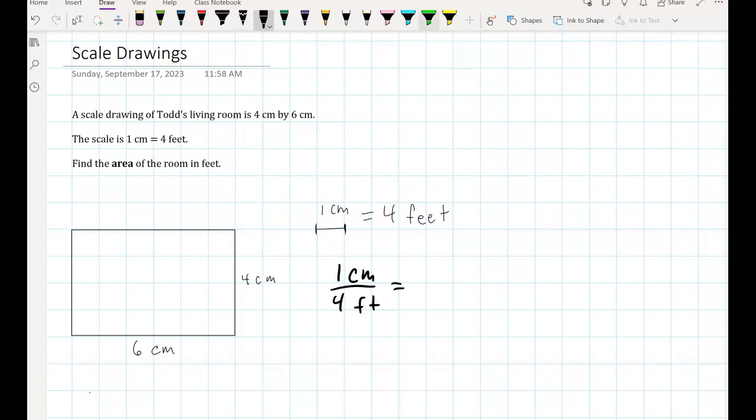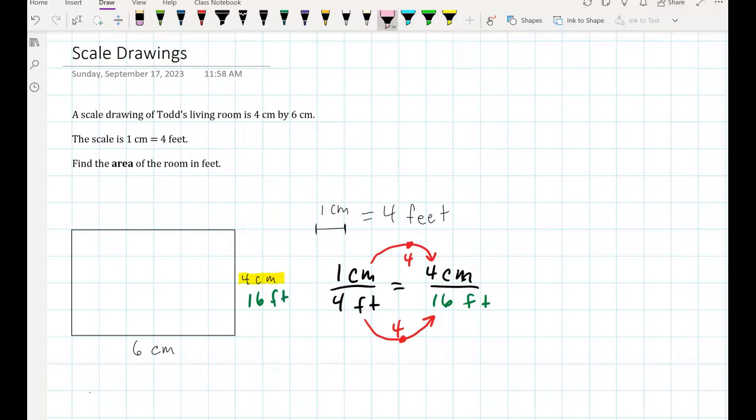As you can see here, we have 4 centimeters, so I'm going to put that on the other side of my proportion, 4 centimeters. And then how many feet will that be? Well, if I multiply 1 times 4, I get 4. And then I multiply 4 times 4, because I have to do exactly the same thing, and 4 times 4 is 16. So instead of being 4 centimeters, the actual measurement would be 16 feet.